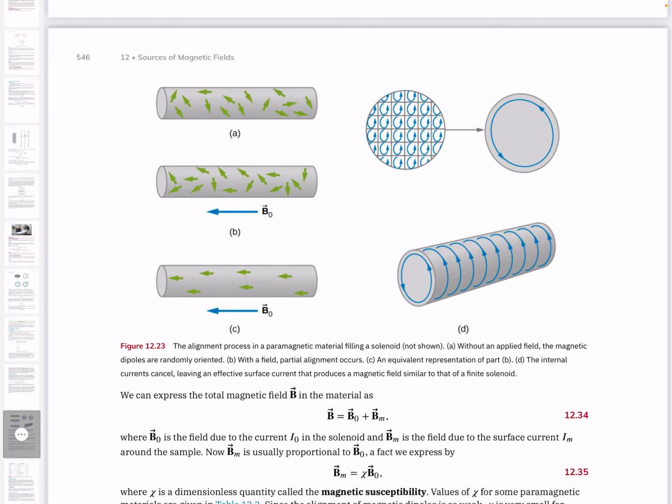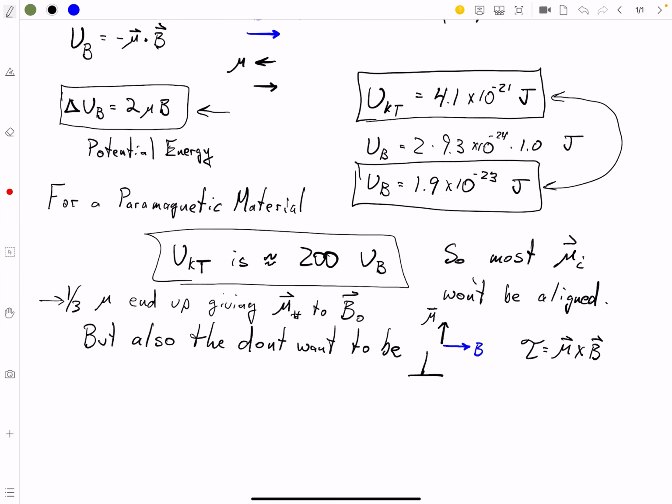So that is a pretty nice graph. We've got our random magnetic mu's. We've shown that they shouldn't be there, and we've shown that we have an equivalent or effective surface current. Now it's not perfect. Only 1/3 of the total net alignment. Okay, align. And that's paramagnetic.